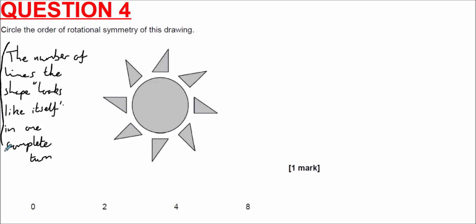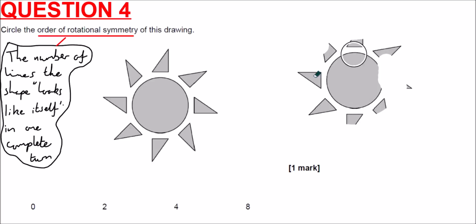So look at the shape as it is right now, and imagine it being turned around. How many times will it look like itself in one complete turn? To help you picture it, I've just copied the diagram across, and I've put the diagram with a red spot on top of it.